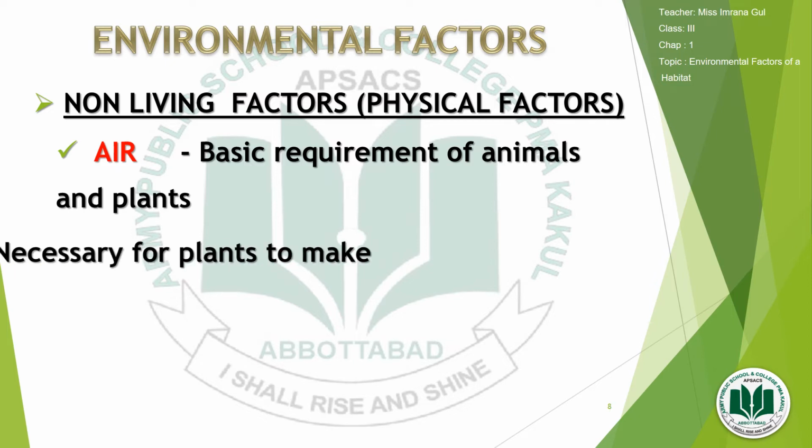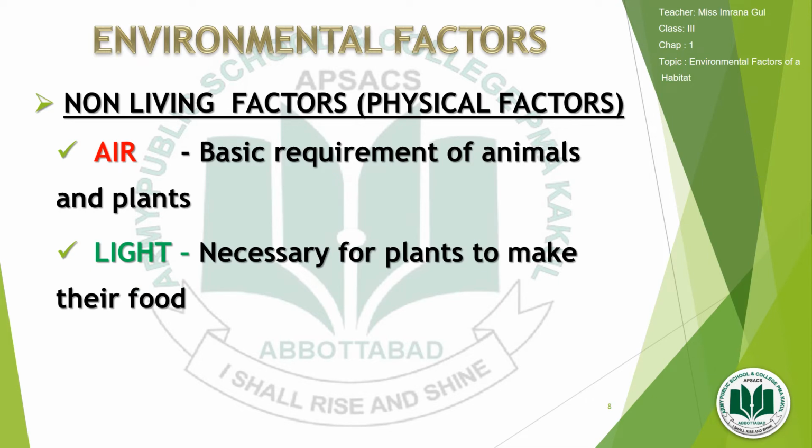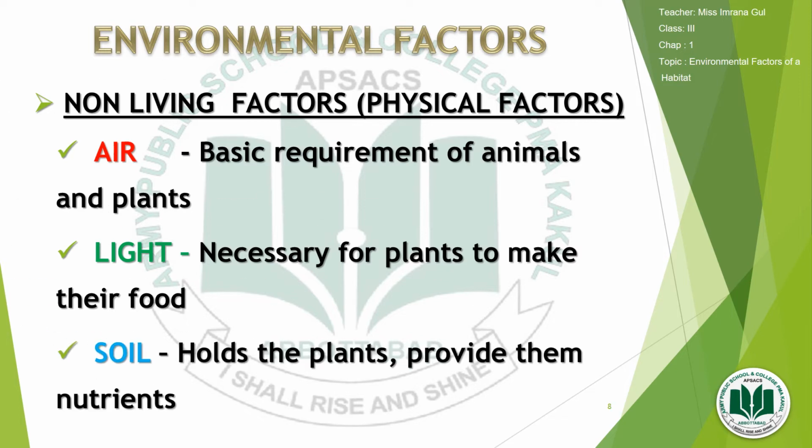The next non-living factor is light. Light is necessary for plants to make their food. If there is no light, there will be no food in the plants, and there will be no food for animals and human beings. Last non-living factor is soil. Soil is very important, especially for plants, as it holds the plants and it provides water and nutrients to the plants.